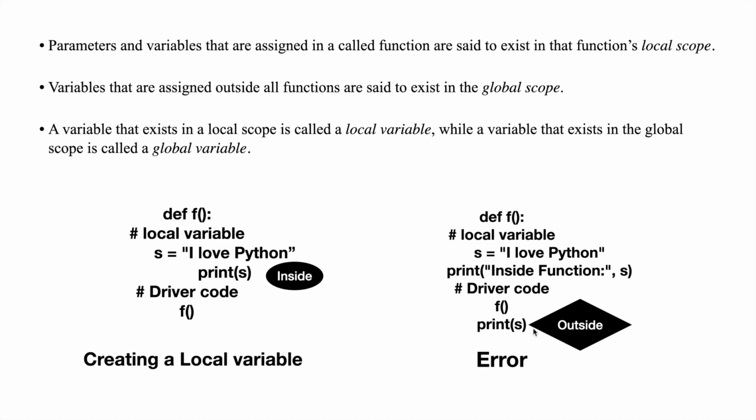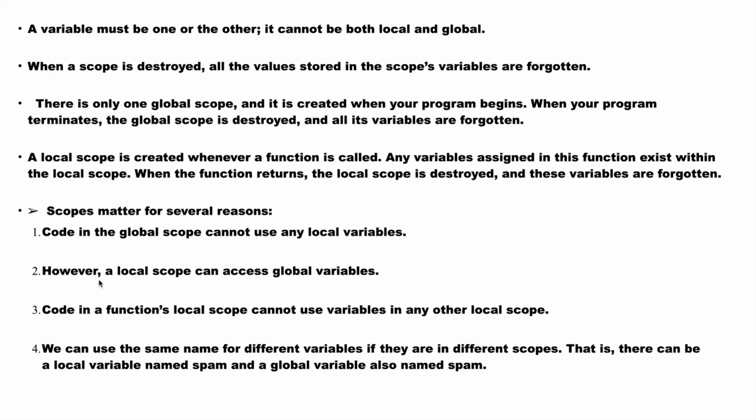So here, this is global scope. This can't use the code in the local scope. However, a local scope can access the global variable, right? Local scope can access the global variable. Code in a function's local scope cannot use variables in any other local scope. Yeah, this is very important.